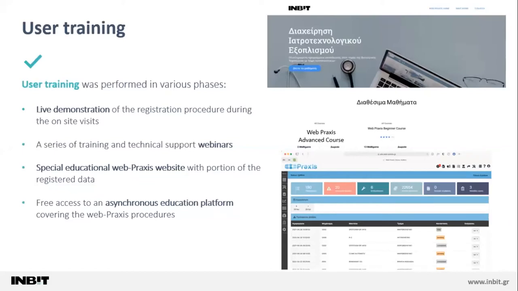a full user training program in various phases. The first phase was during the live demonstration during the on-site visits, where the local staff was given most of the procedures that had to be followed for the inventorying process. Then a series of training and technical support webinars were held for both the decentralized users in each health center, as well as the centralized technical authorities. Also, a special education Web Praxis website was created with a portion of the real complete registered data. And finally, an asynchronous education platform was used with a tutorial course covering most of the full Web Praxis procedures.